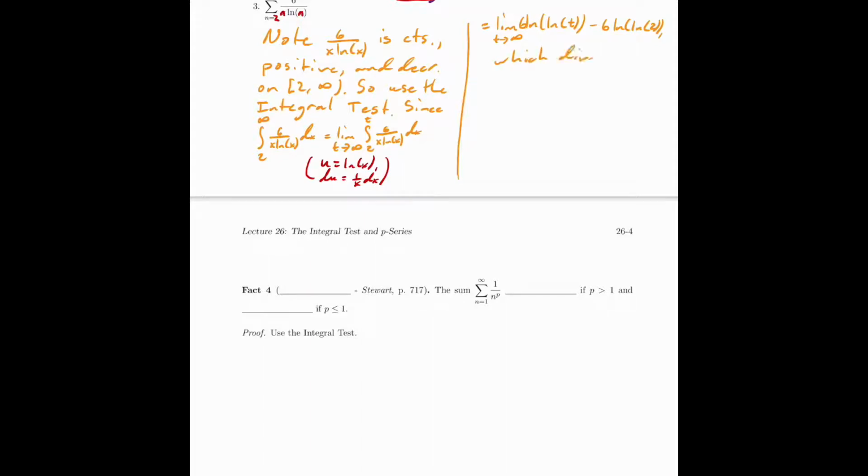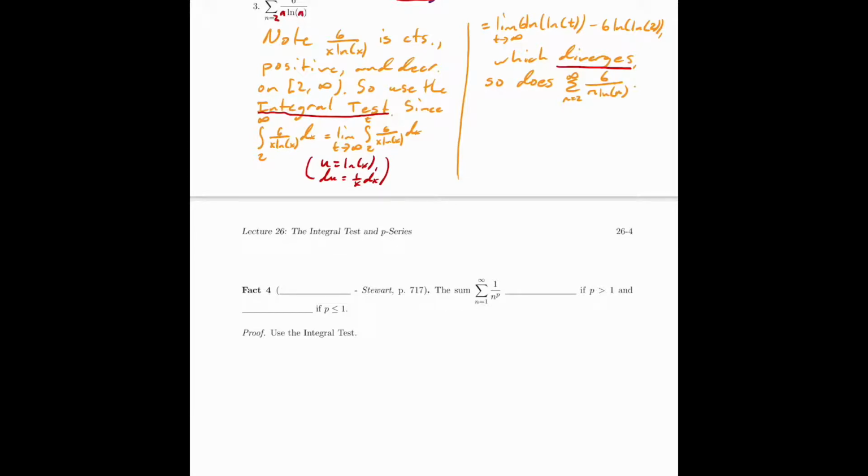Which diverges. Now let's look at our sentence here, right? Since this integral equals this, which diverges, so does our series. Oops, I guess the sum is from 2 to infinity. Okay, that's how you do the problem. Remember, always make sure to cite the test that you're using and state the answer.